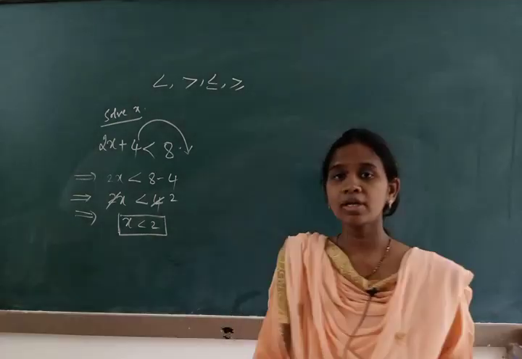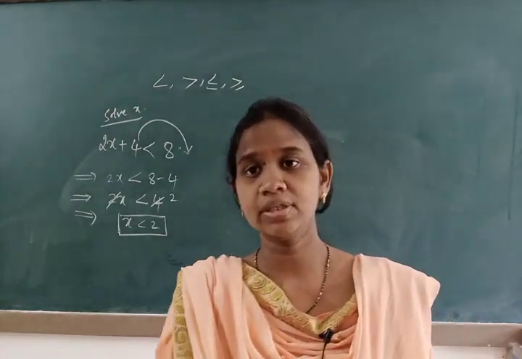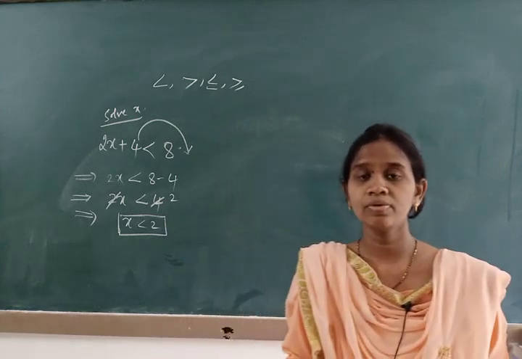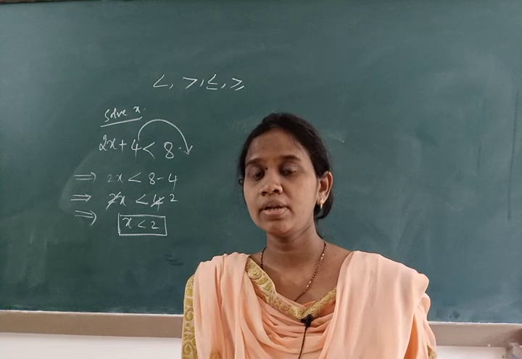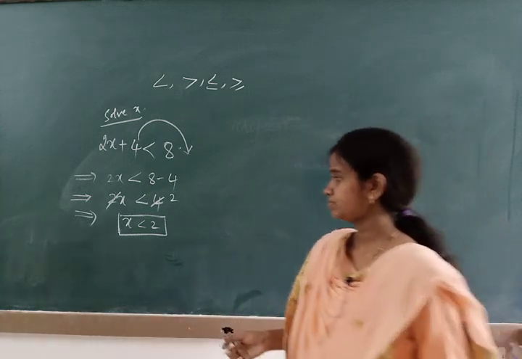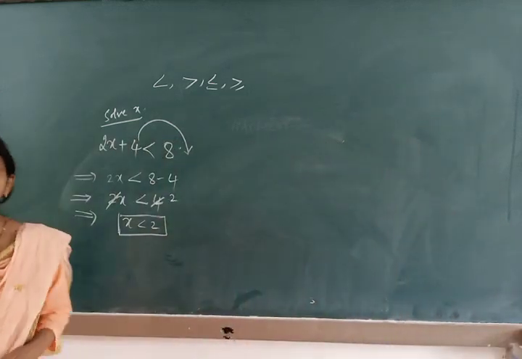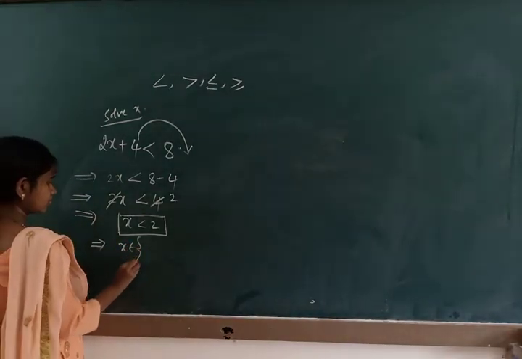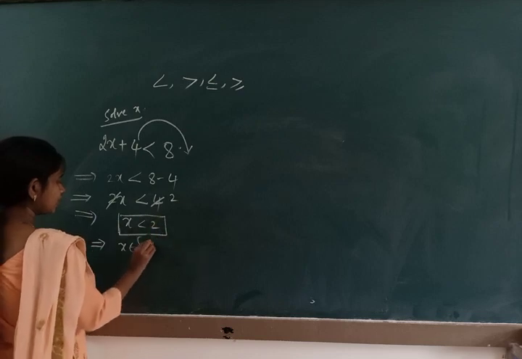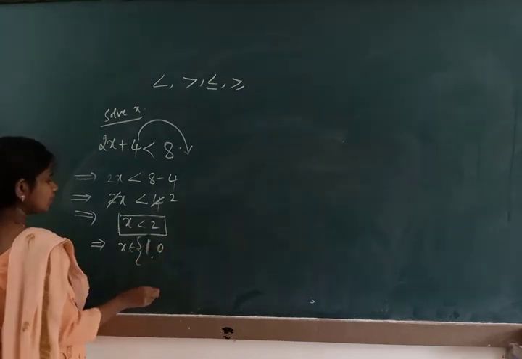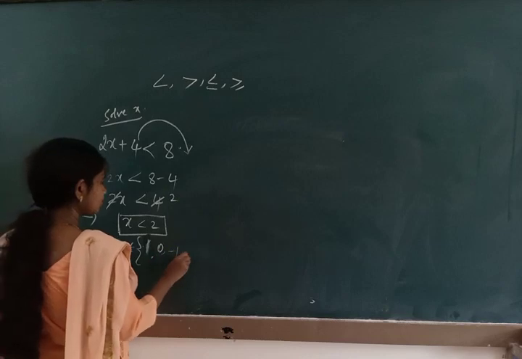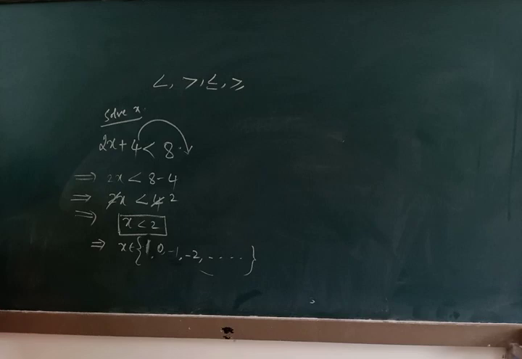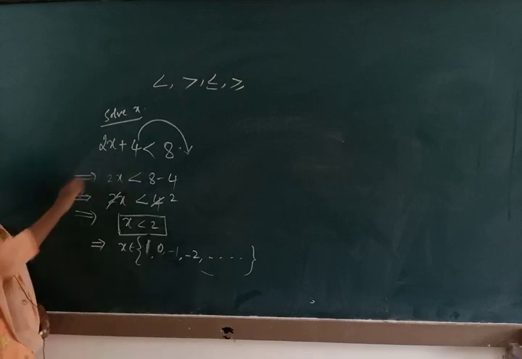Lesser than 2 means what are the values we are going to face? We are going to face 1, 0, minus 1, minus 2, minus 3. Solution set you are going to get. 1 will come, then 0 will come, then minus 1, minus 2, and so on. Whatever value we choose lesser than 2, will it satisfy the inequality or not?